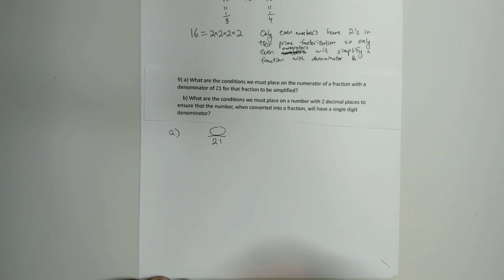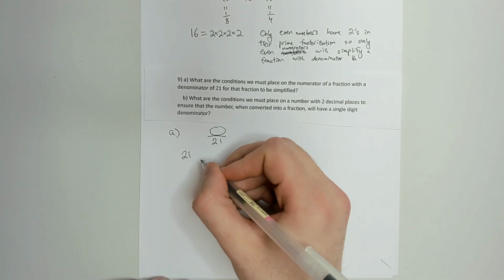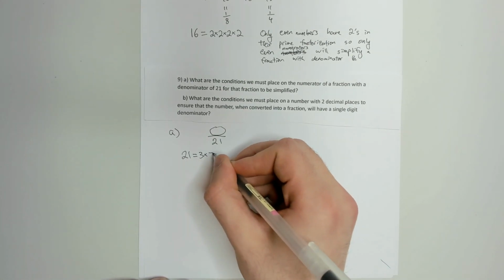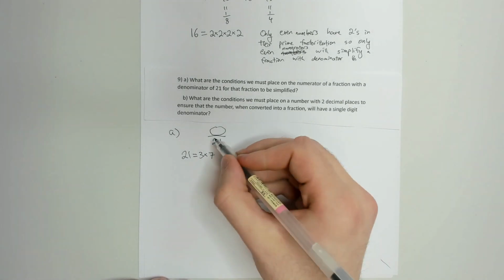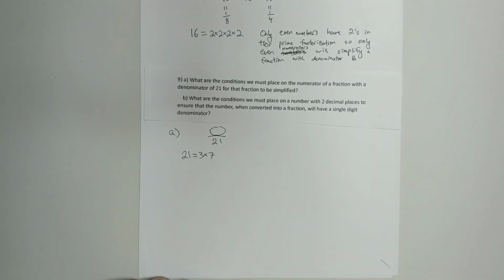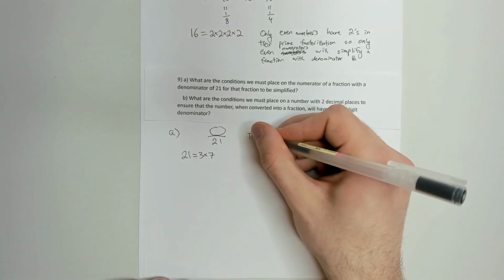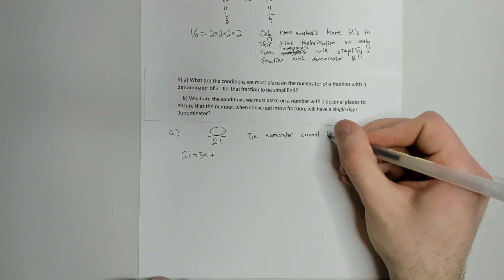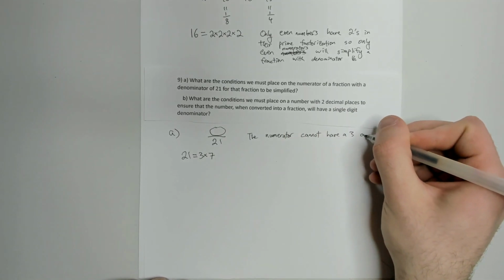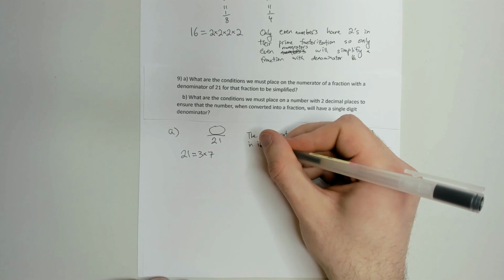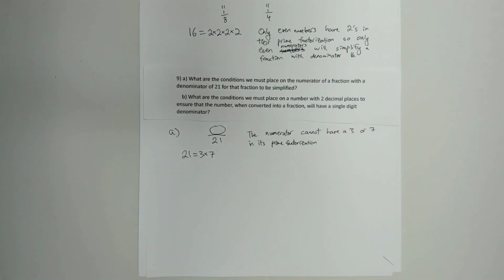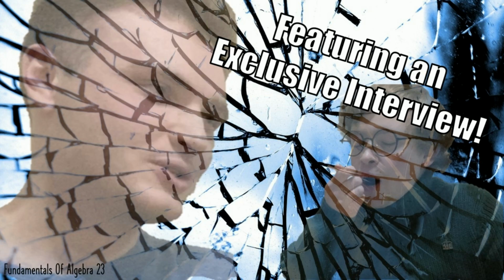So to already be simplified means it's not going to have any common factors with 21. So let's look at the prime factorization of 21, which is going to be 3 times 7. So basically, in order for the numerator to not simplify with the denominator, it can't have 3 or 7 in its prime factorization. Otherwise, it has a common factor, which means it can be simplified further. So the numerator cannot have a 3 or 7 in its prime factorization. All right, and that is also covered in episode 23 of the series.